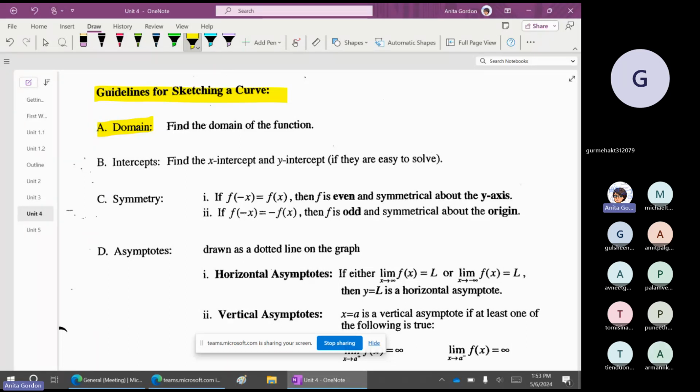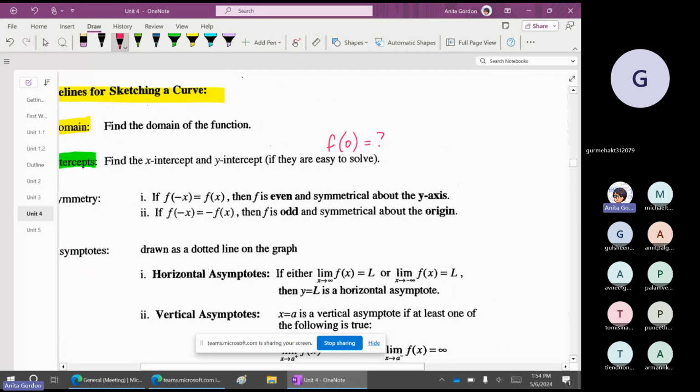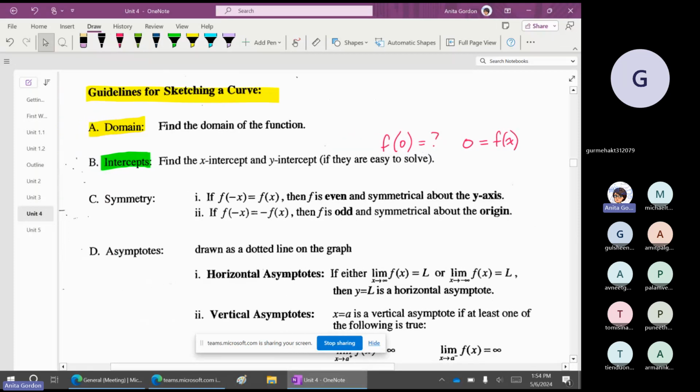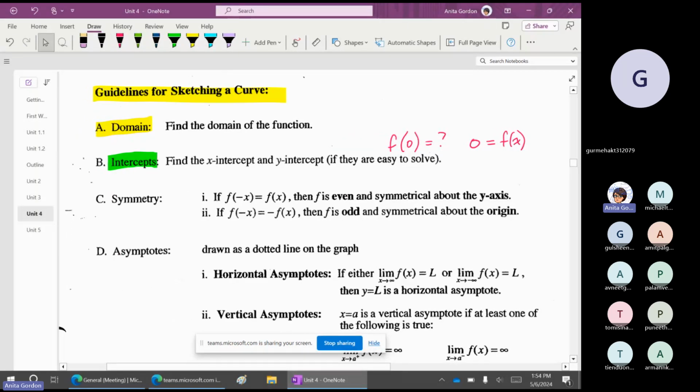Then we are looking for intercepts. That means we are going to find where the original function is 0, and what values of x make the original function 0. So we're essentially looking for x and y intercepts if they are easy to solve. Sometimes they are a big pain and we will use technology. Most of the time you will get nicer questions.